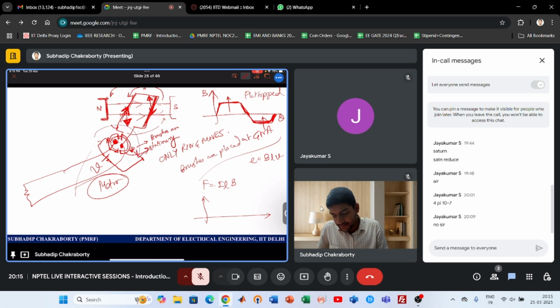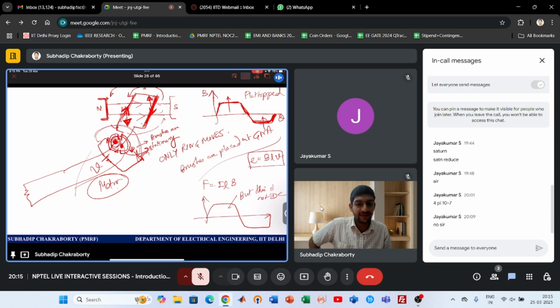You now rotate it. Then the polarity of EMF will actually be like this, because E is nothing but BLV. So E is also like this. But this is not DC, because if the coil is rotating like this, then the flux also is like this in the other half. So the polarity reverses, right? The polarity impressed across the same point is reversing in a half cycle.